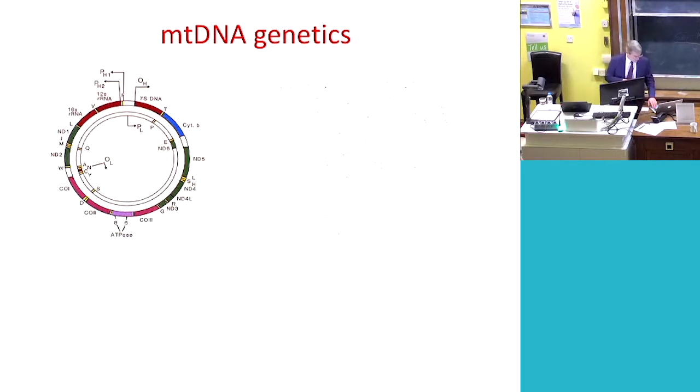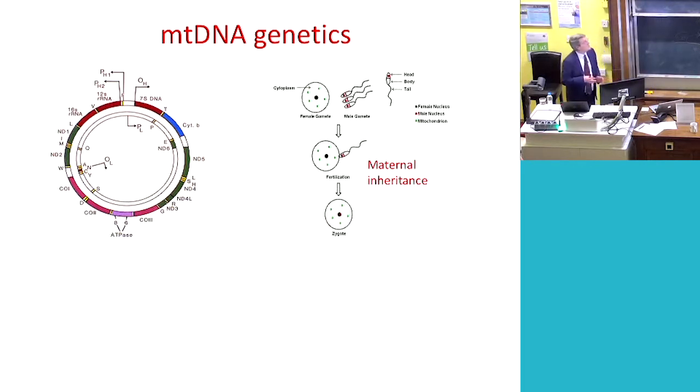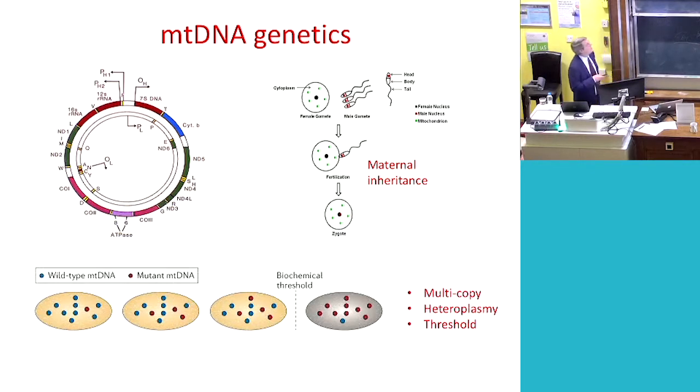And the prevailing view is that this genome is essentially maternally inherited, although there may be some exceptionally rare exceptions to that. For all intents and purposes, it's a maternally inherited genome. And because there are many copies of this present inside each cell, you get a rather different situation to the nuclear genome. You can get, if there's a mutation present, it can affect a varying proportion of the molecules.